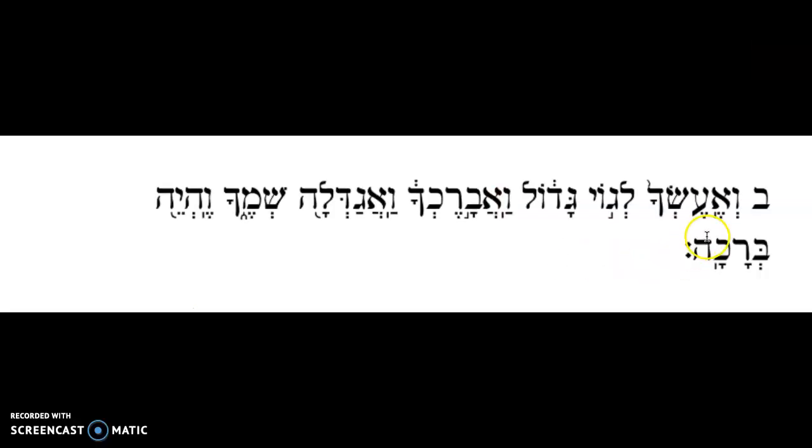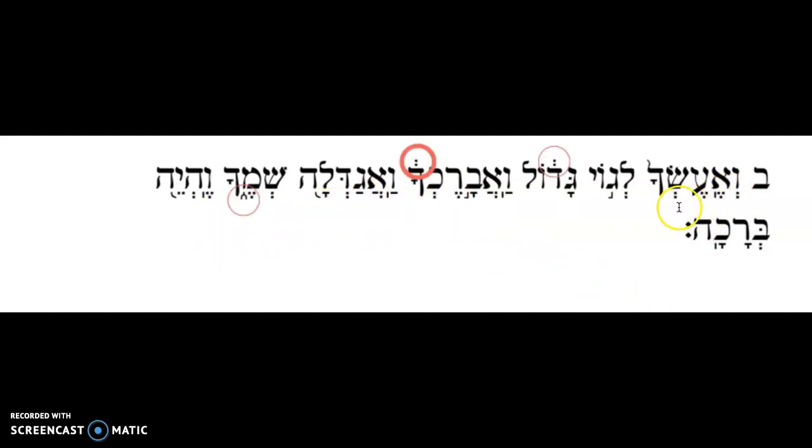Okay, so here's a pasuk without any indications where to stop. Ve'escha legoy gadol, va'varechecha, va'gadla shemecha, ve'yeh bracha. And here's the same pasuk, but I have marked for you the stops. So we would read it like this: Ve'escha legoy gadol. The 2 dots are a stop.